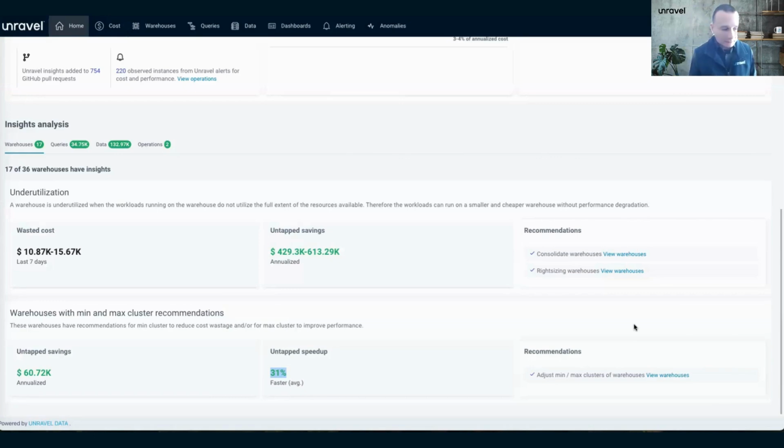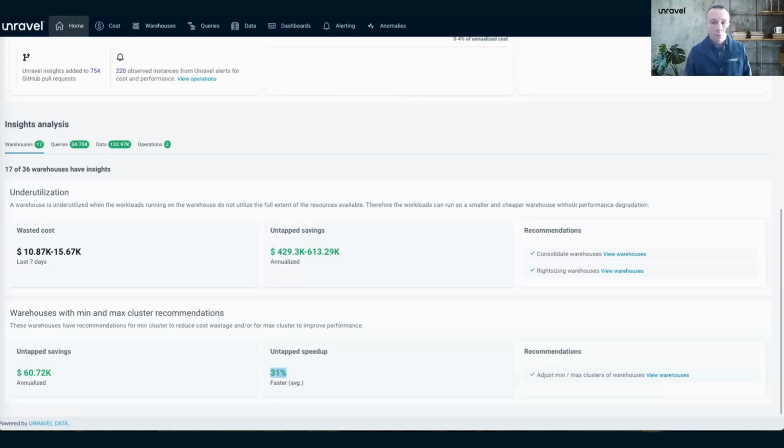Now, what's not necessarily spoken here, so I'll just touch on this a little bit, is that Unravel has accelerated this whole process for you because that mean time to identify now goes down to 0.